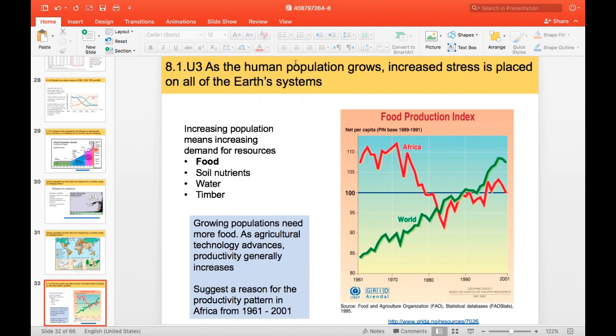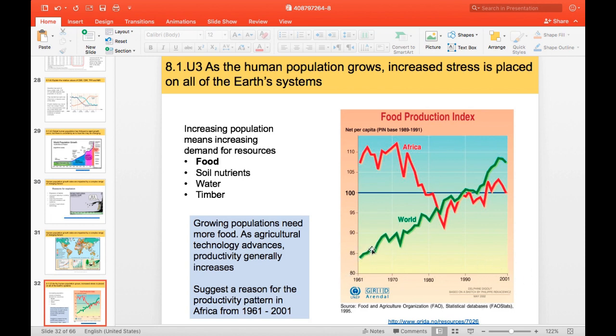As the human population grows, increased stress is placed on all the Earth systems. Increasing population means increasing demand for food resources, soil, nutrients, water, timber, so we need more resources. Growing populations need more food. As agricultural technology advances, productivity generally increases. So here is the productivity pattern in Africa from 1961 to 2001. So let's see what happened.